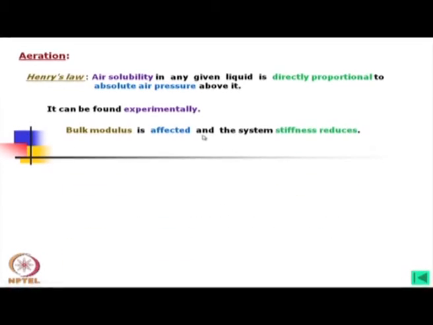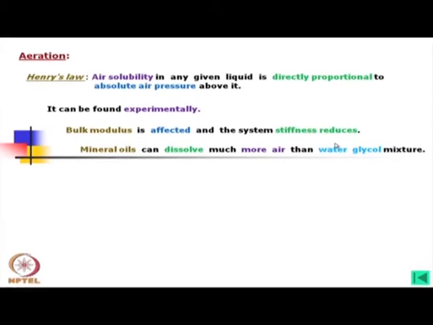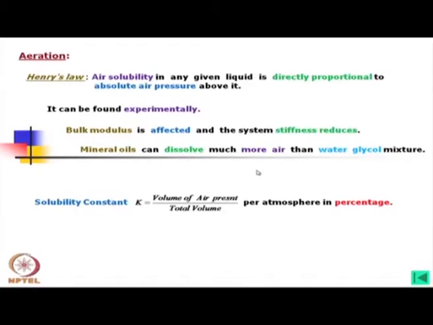Bulk modulus is affected and the system stiffness reduces with aeration. Mineral oils can dissolve much more air than water glycol mixture. This means that mineral oil will have more dissolved air inside. Now, solubility constant K is given by the volume of air present divided by the total volume per atmosphere, in percentage.